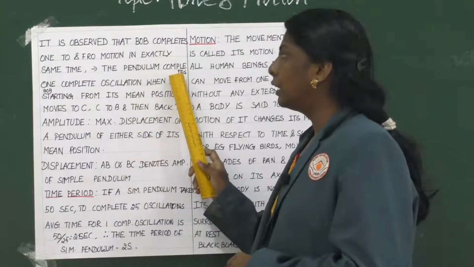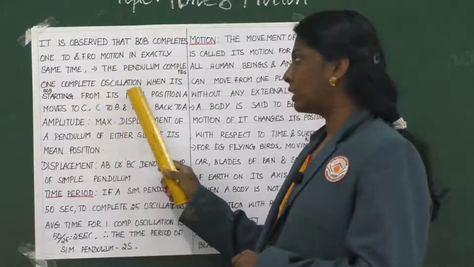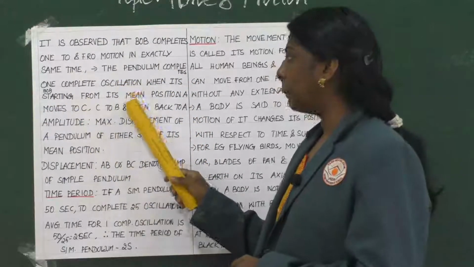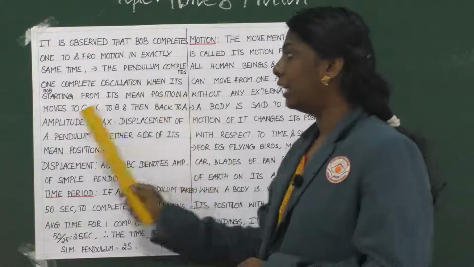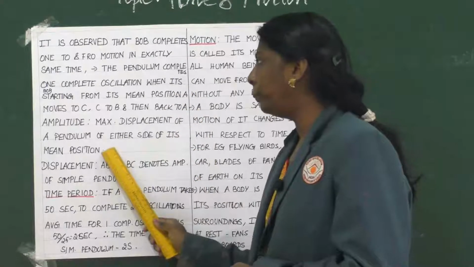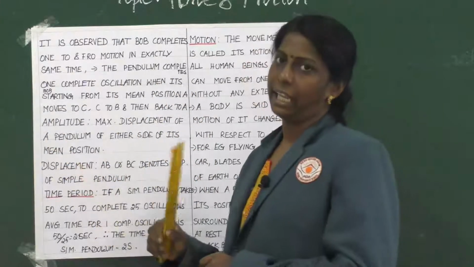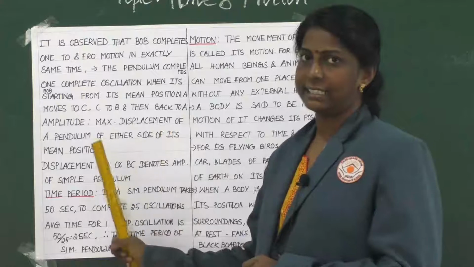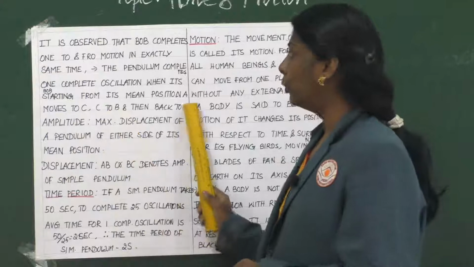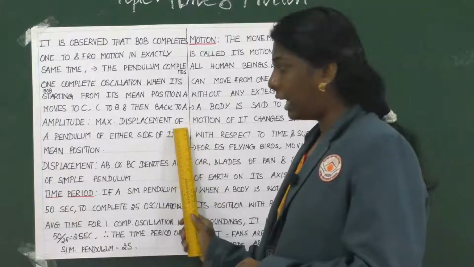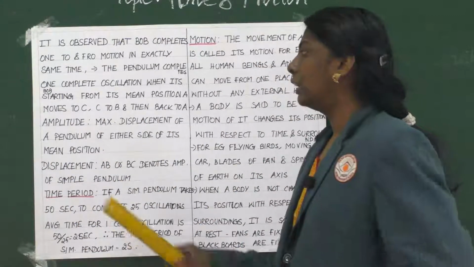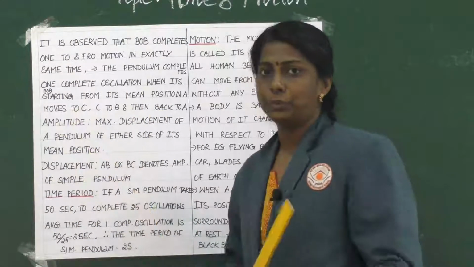The pendulum completes one complete oscillation when its bob, starting from its mean position A, moves to C, and then C to B, then back to A. So this is how it oscillates. One complete oscillation is from A to C, then C to B, then B back to A.